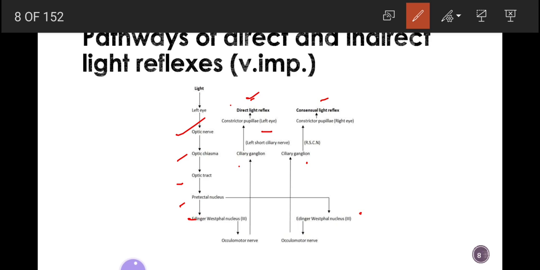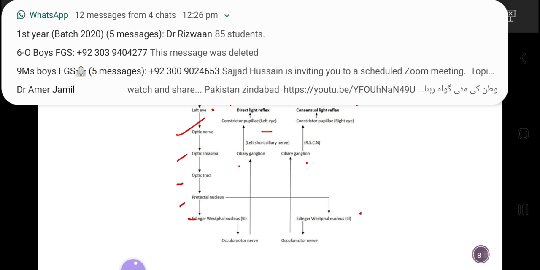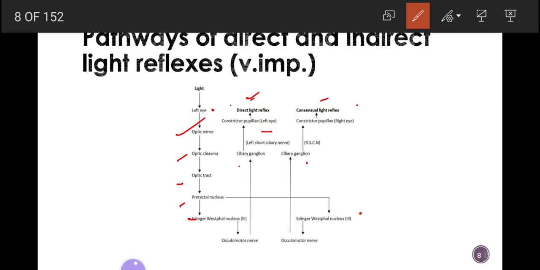As we shone the light on the left eye, it is the direct response, and the pupil of the opposite eye also constricts. This is the consensual light reflex. Why does it occur? As you have seen, the fibers go to the Edinger-Westphal nucleus of both sides.